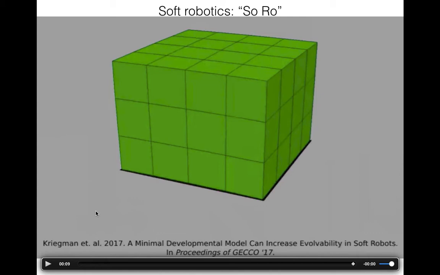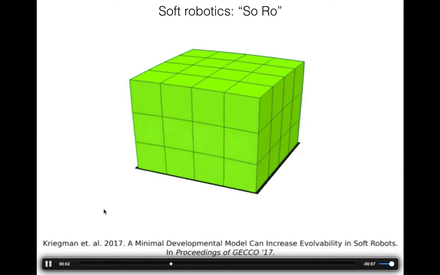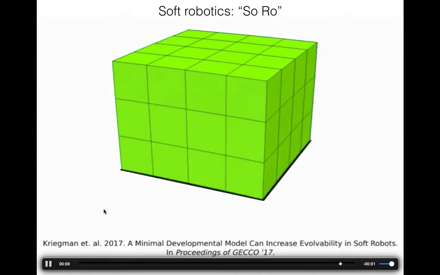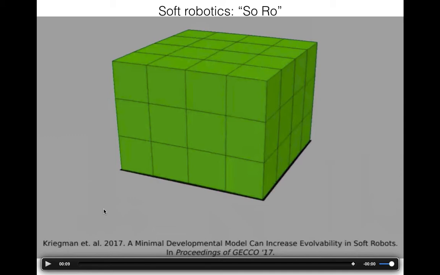In this case, we're starting with about as simple a controller as you can imagine. Again, this is an attempt to try and create a minimal Evo-Devo system. We have an open-loop controller, which is simply changing the resting volumes of all of these voxels. So if you want, you can think of any one of these simulated voxels as being a hollow, and we can increase or decrease the air pressure inside to reduce or increase the volume of that voxel. So we have a very, very simple controller.